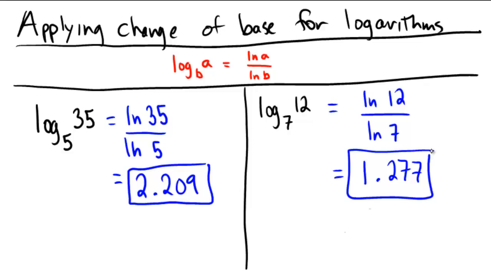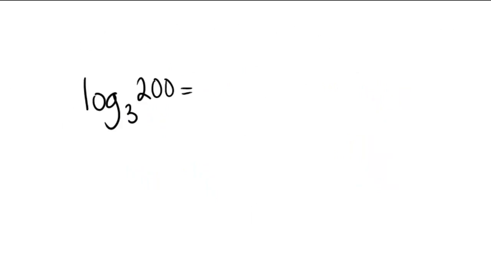Okay, try the next one on your own here. Pause the video and see if you can tell me what log base 3 of 200 is. Now, 3 to the 4th is 81 and 3 to the 5th is 243. So we're expecting an answer that is between 4 and 5, since 3 to the 4th is too small and 3 to the 5th is too large.